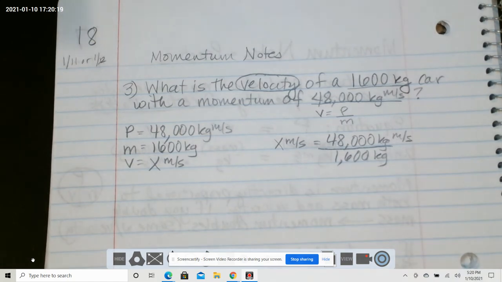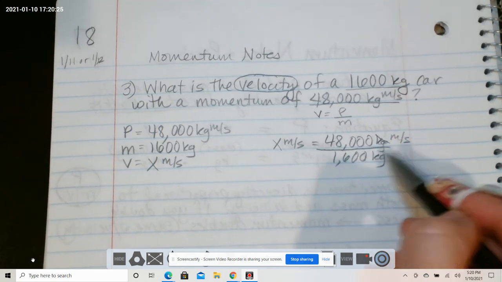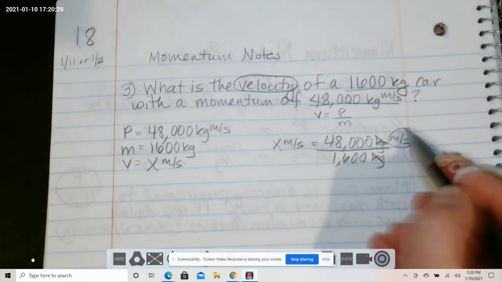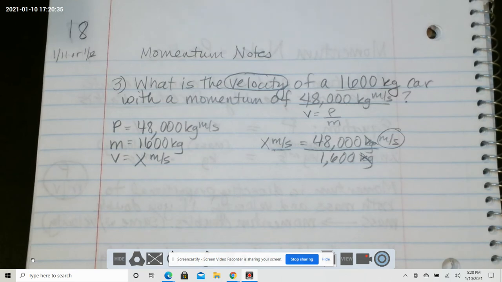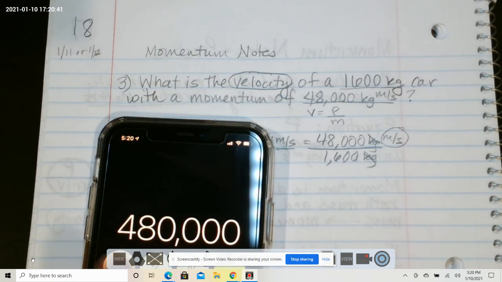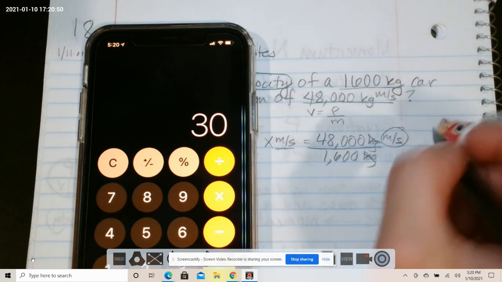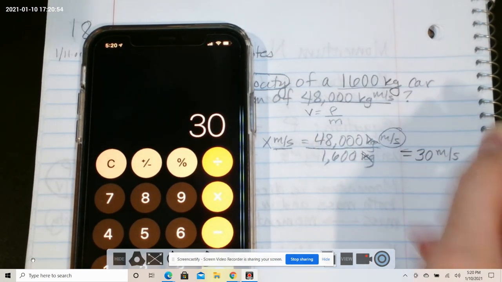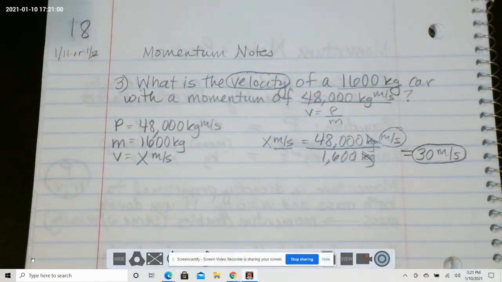So again, what cancels? What's the same on top and bottom for the units? Kilograms. Goodbye kilograms on top, goodbye kilograms on bottom, leaves us with meters per second. That's what we need, so we're on the right track. Now we just divide. 48,000 divided by 1,600 equals 30 meters per second. So the car is traveling at 30 meters per second to give it a momentum of 48,000 kilograms meters per second. Okay, and that is it.